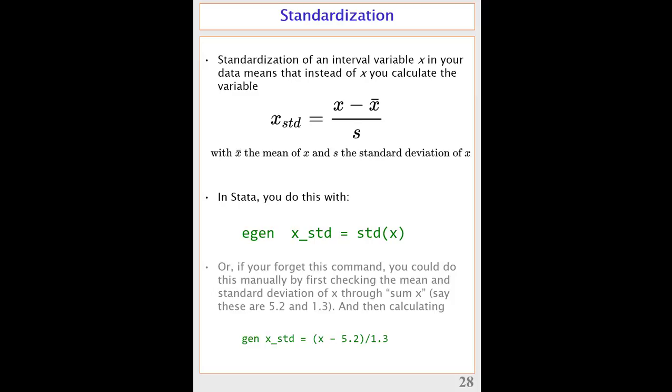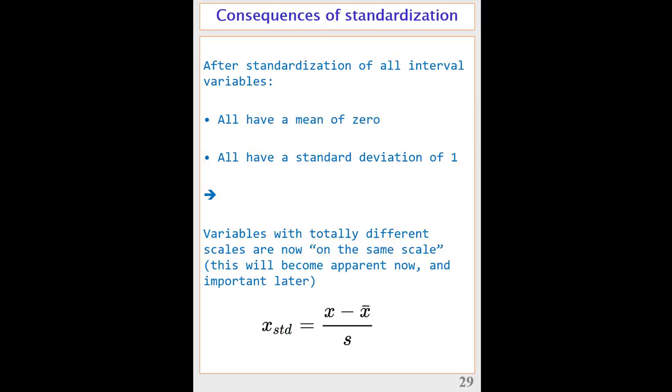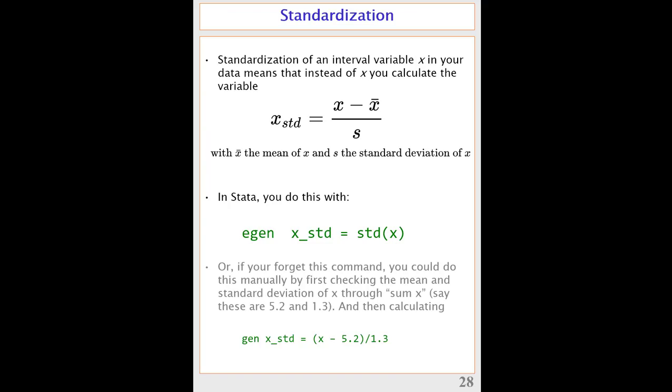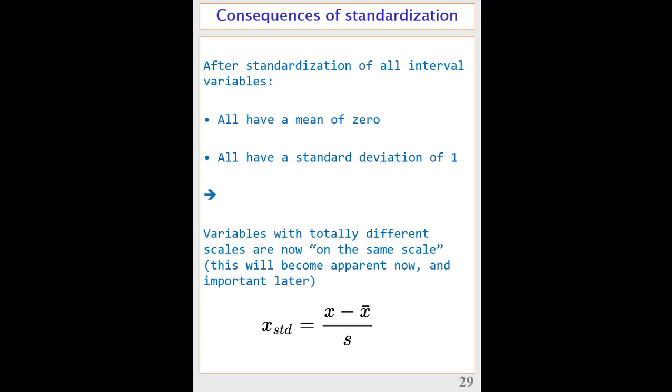Well, let's see. If you have standardized all your interval variables, well, what will happen is, for all these, they had a mean, that variable, and they now have a mean of 0. This is straightforward from the fact that you subtract the mean from it. And they have a standard deviation now of 1, given that you divide it through s. And that will mean that all the interval variables that you have are now on the same scale.